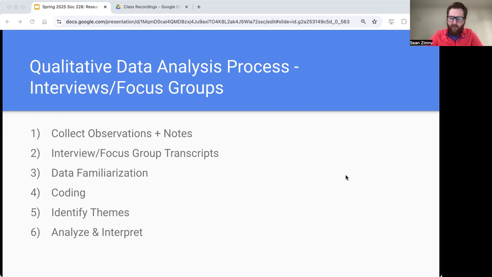And number 5, identifying themes. So you're grouping your codes into patterns or themes relevant to your research questions. And then finally, 6, analyze and interpret. So link your findings back to the sociological theories and concepts you're concerned with or that you need to do further research on, and reflect on the context and meaning within the data. So that's the qualitative data analysis process that you're going to take. These are the things that you're going to do, especially for your interview practice assignment.